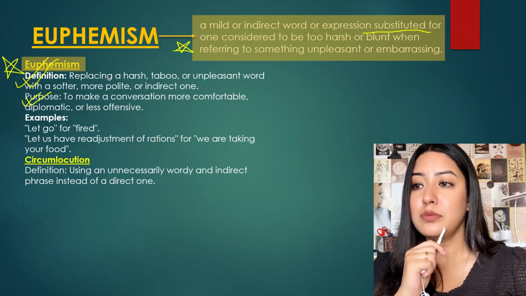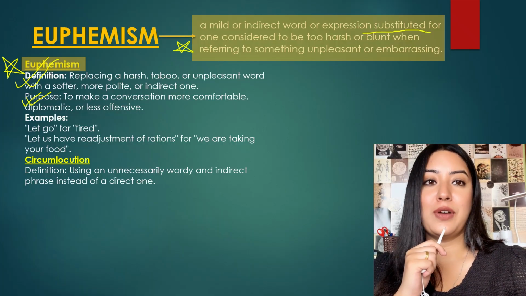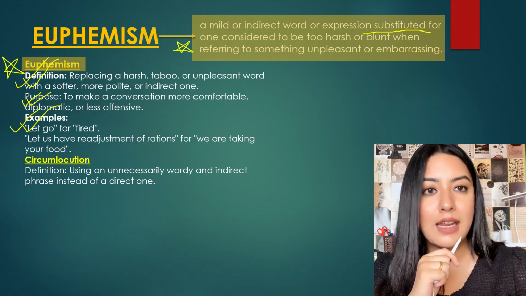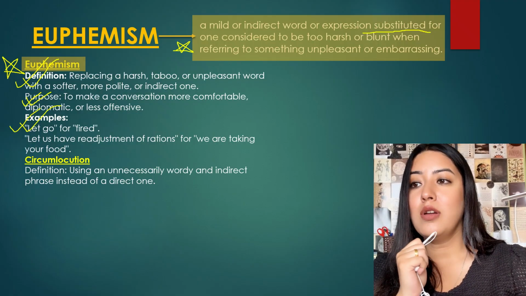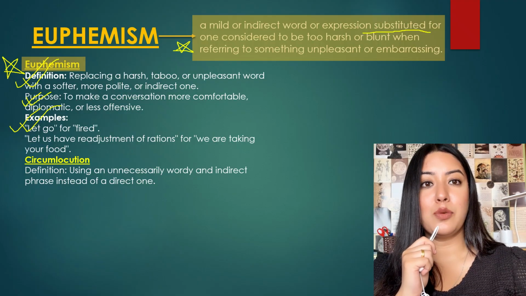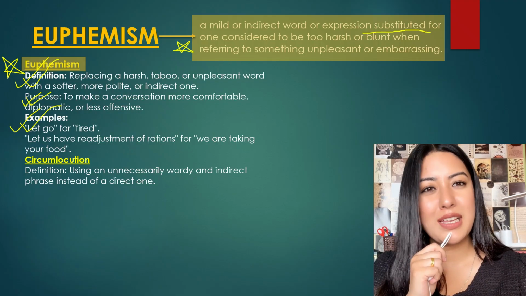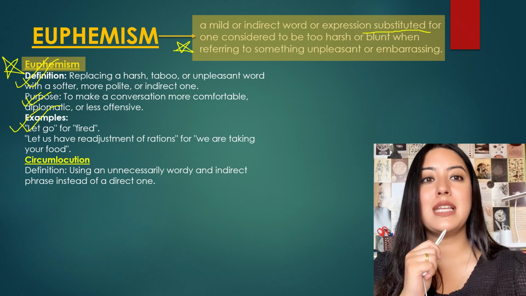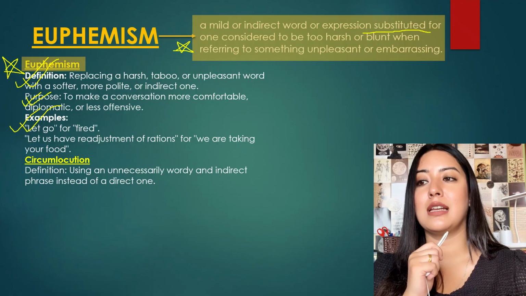Then you have examples. Let go for fired. You'll say you have been let go. You don't say you have been fired, you say you have been let go. That's a polite way to say it. Or a readjustment of rations. Rather than saying that we are taking your food, you say let us have a readjustment of rations, you know, like let's just readjust it. Like we'll take some of your food, like that.